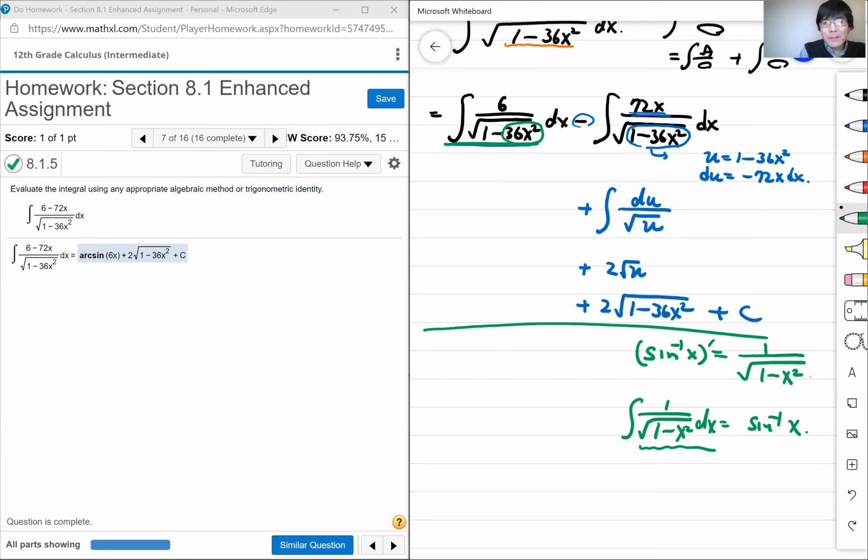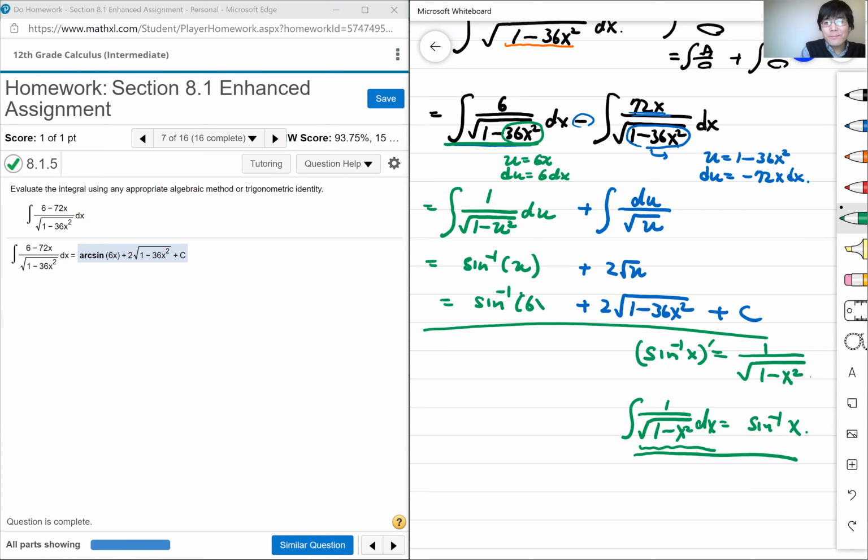Okay. So for this part, let's say u is equal to 6x. So du will be 6 dx. After this substitution, it's going to be square root of 1 minus u squared on the bottom, and the numerator will be 1 du. So using this formula, the integral of this one becomes the inverse sine of u, which is equal to inverse sine of 6x.